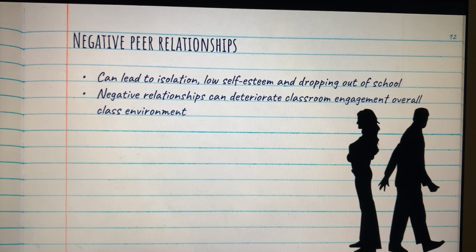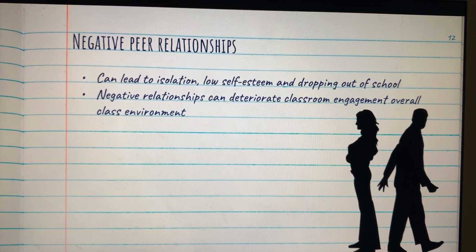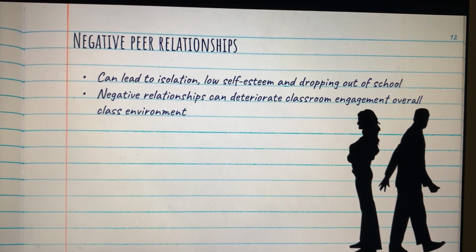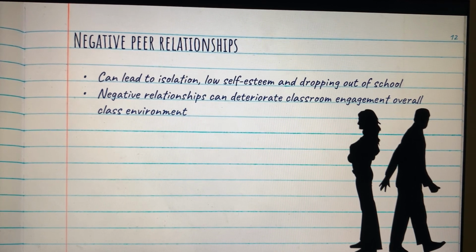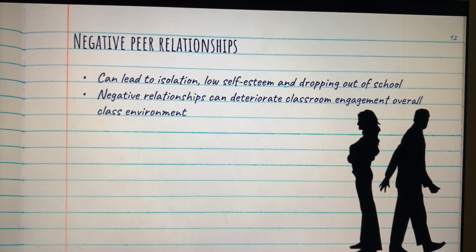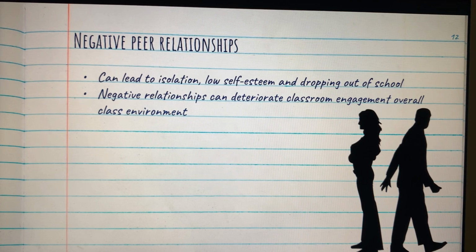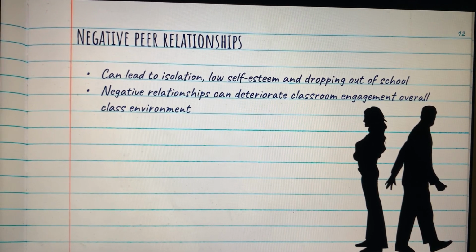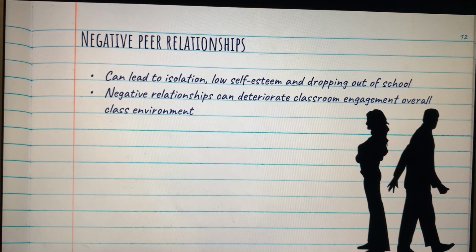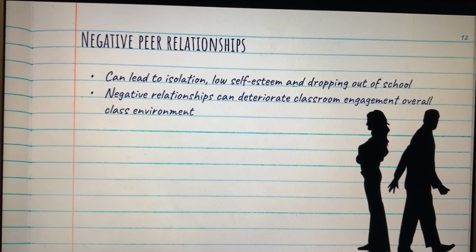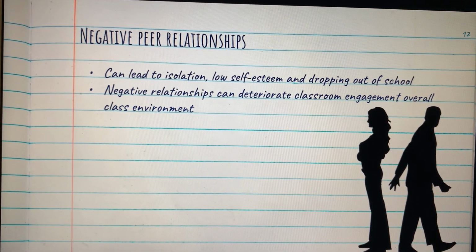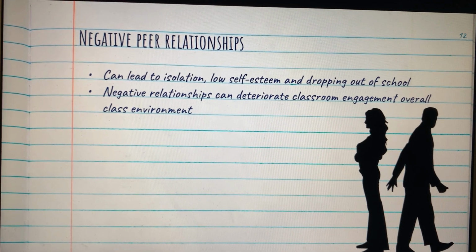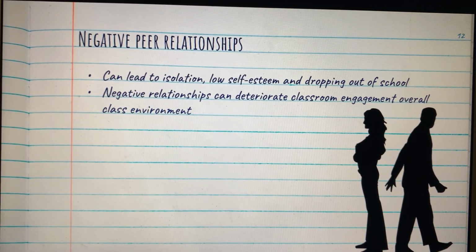So having those conflicts, or having the majority of your students not engaged due to the fact that they have poor relations with each other, can deteriorate the class environment as a whole and affect not only the small number of students involved, but also the whole student body of the classroom.